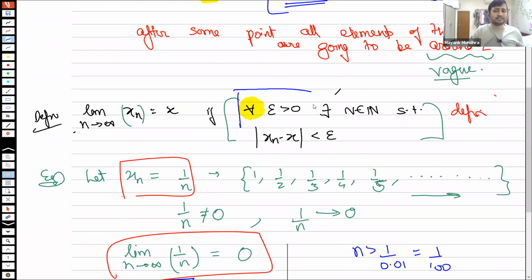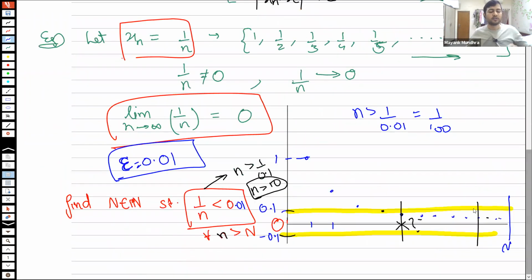So this epsilon is the degree of aroundness which I was talking about, which was vague, but now we have defined it. I'm saying that take your definition of aroundness. Whatever your definition of aroundness is, I will find numbers around it. So that is the definition of limit.